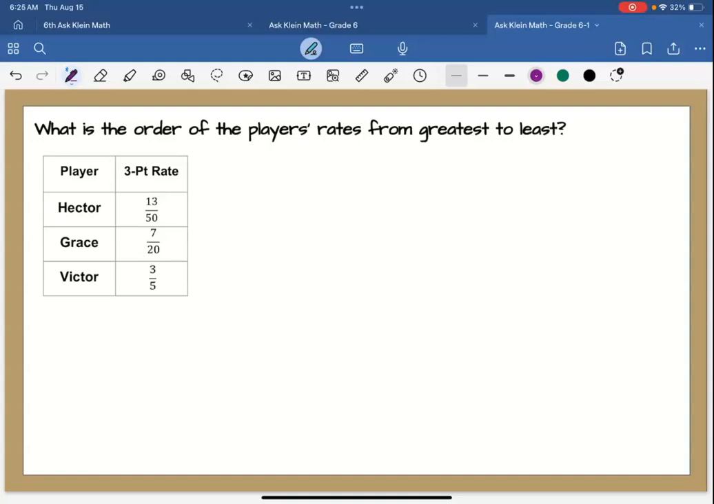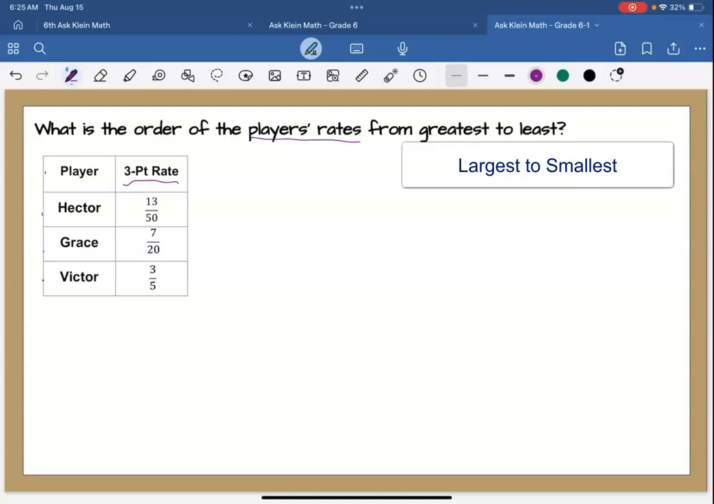We need to make sense of this question. We're talking about some players' rates, and when we look at our table, we have players' names, so we have 3 different players, and we have 3-point rate. So I guess this is their rate for throwing 3-point shots. And we want to order their rates from greatest to least. So when we think about greatest, that's going to be our largest to smallest.